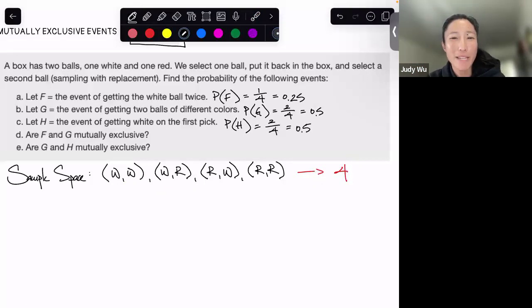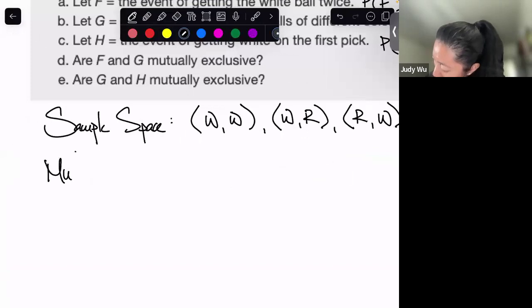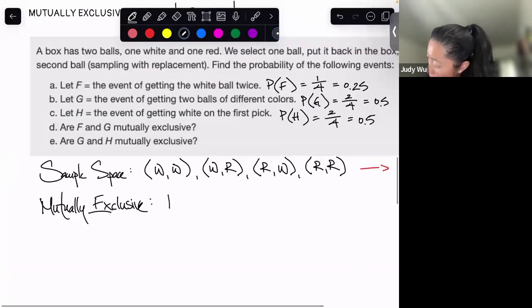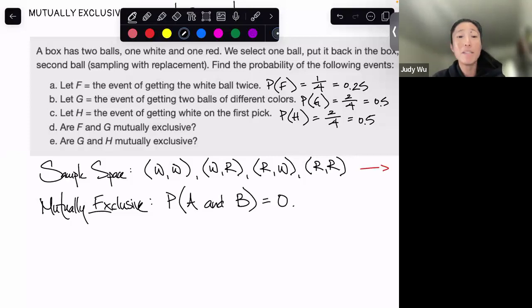All right, so hopefully that was a nice review on the probability we did in the 3.1 video. But now let's talk about this idea of mutually exclusive. When we're looking at things that are mutually exclusive, let me write this down. Mutually exclusive means that the probability of getting something and something else is 0. It means they can never happen at the same time.